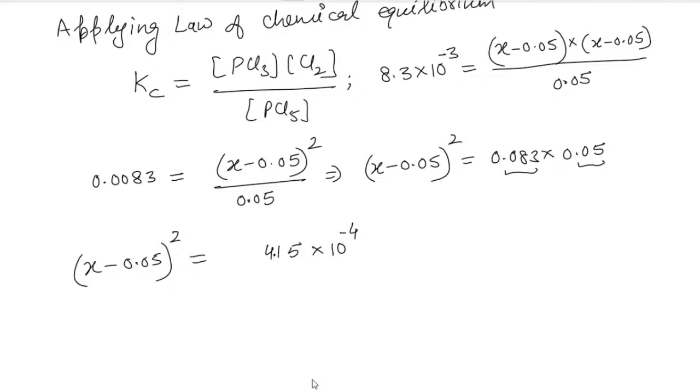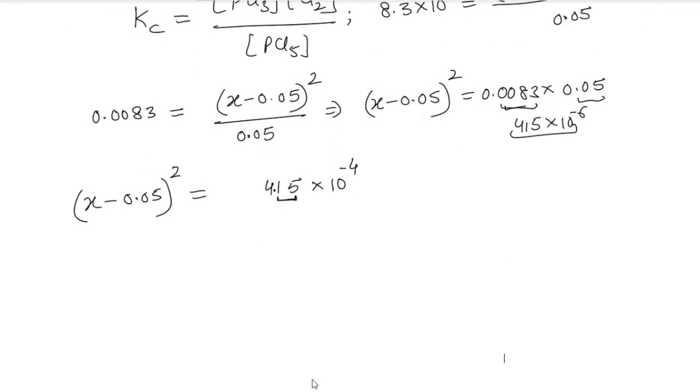Got it? 0.0083, right? Zero point zero, so 1, 2, 3, 4, 5, 6 decimals out of 6. So we take this as 4.15 into 10 raised to power minus 4. Otherwise, we can write it as 415 into 10 raised to power minus 6. Okay, so it is 4.15 into 10 raised to power minus 4.